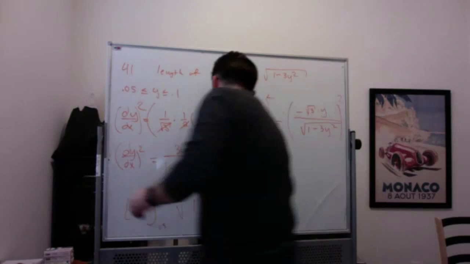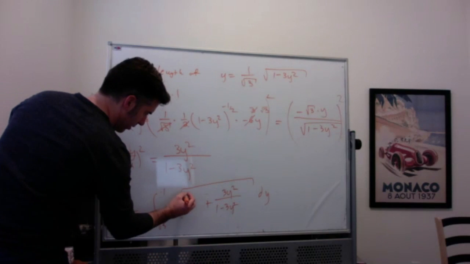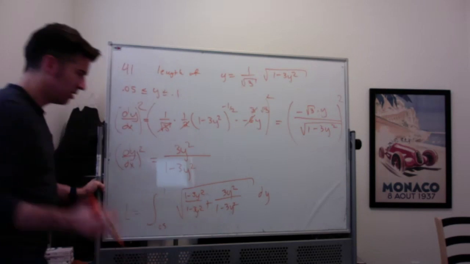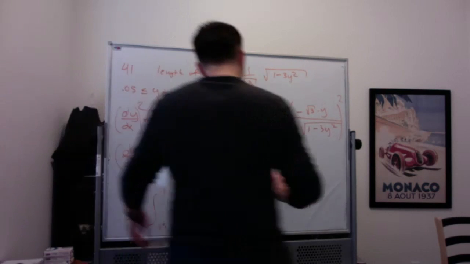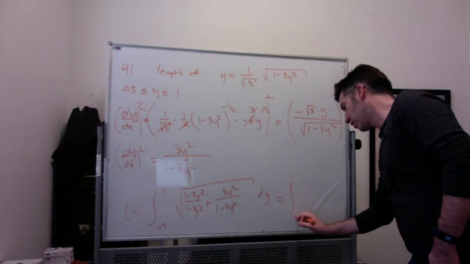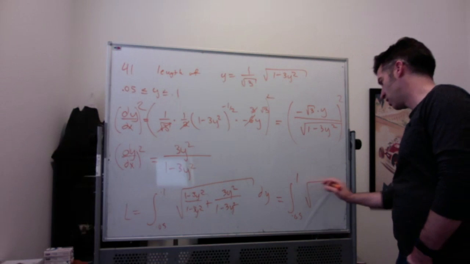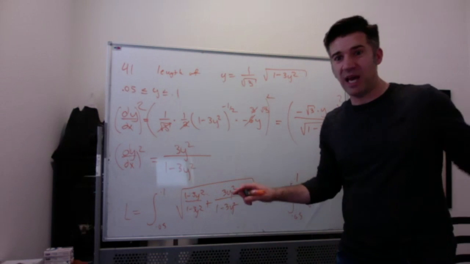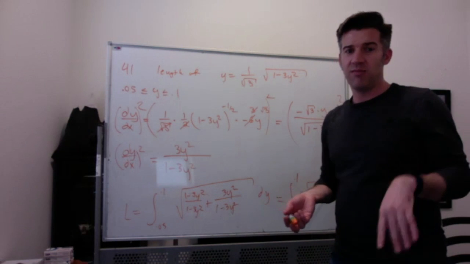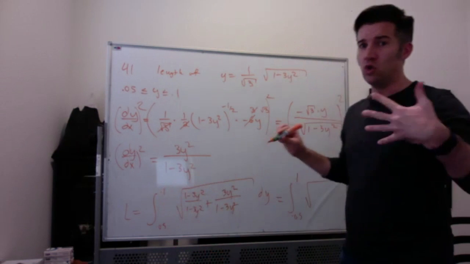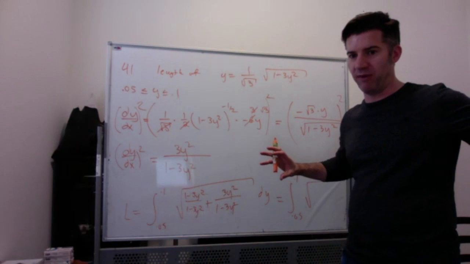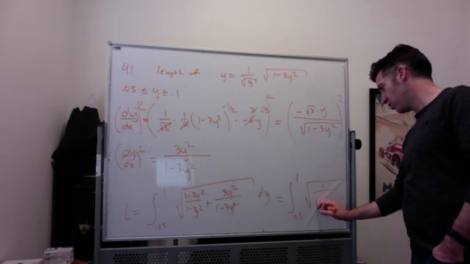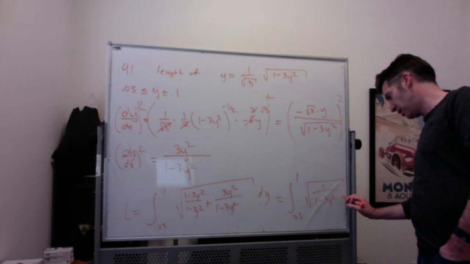So I'm going to replace this 1 with 1 minus 3y squared over 1 minus 3y squared. And now I can add those together. And look what I get. I get the integral from 0.05 to 0.1 of the square root of 1 minus 3y squared plus 3y squared, which is just 1, over 1 minus 3y squared. And this happens a lot. Like these arc length problems, maybe the limits of integration are terrible numbers, but usually they're designed in such a way that they actually simplify to something you can integrate. So I get the square root of 1 over 1 minus 3y squared dy.